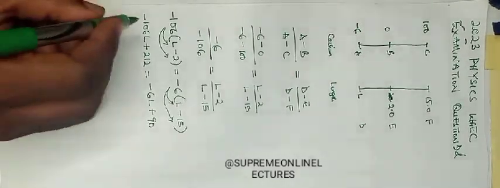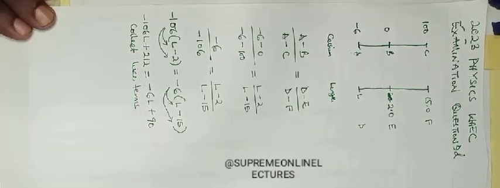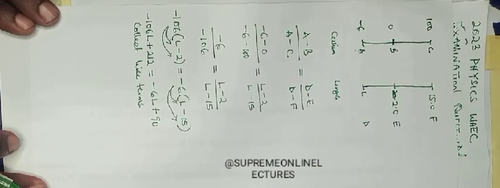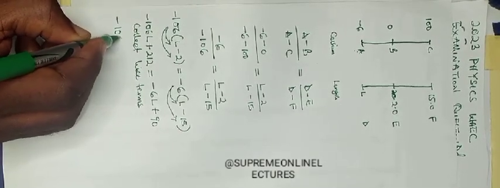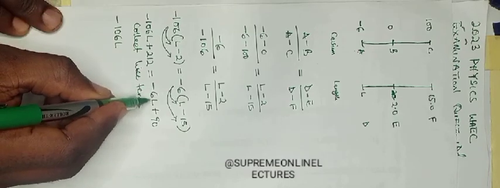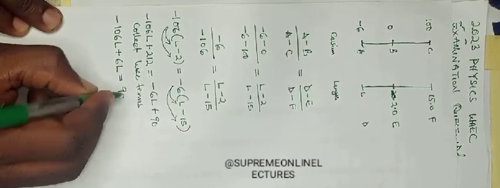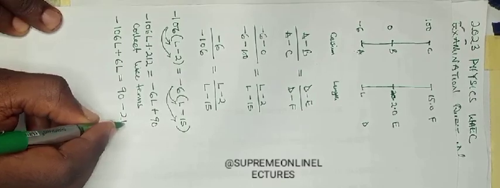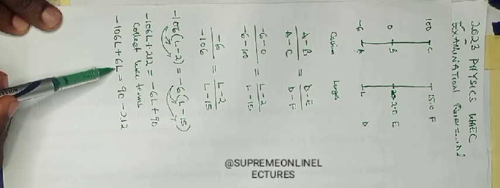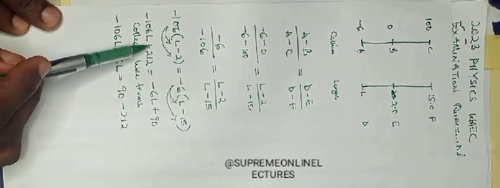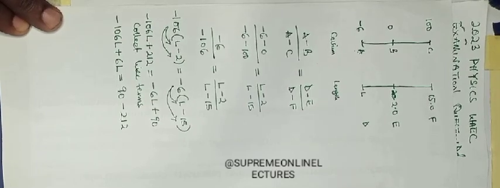At this point, I am going to collect like terms. So when I collect like terms, I would have minus 106L. I bring this minus 6L across to this side. This will be plus 6L equals to 90 minus 212. I then move the 90 here, I move plus 212 across. This becomes minus 212. That's the simplest way I can explain that.